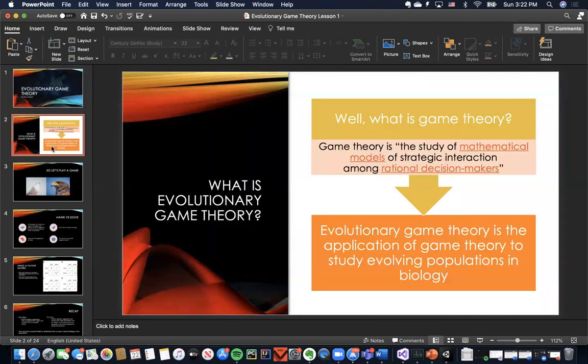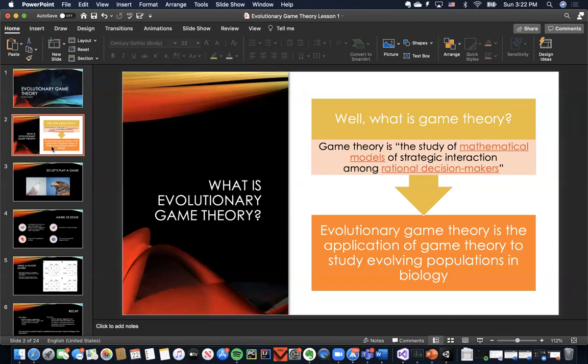So what is evolutionary game theory? Well, first of all, I want to define what game theory is. A lot of people think it's about games, and I guess that's half the picture, but more specifically, it's defined as the study of mathematical models of strategic interaction amongst rational decision makers.